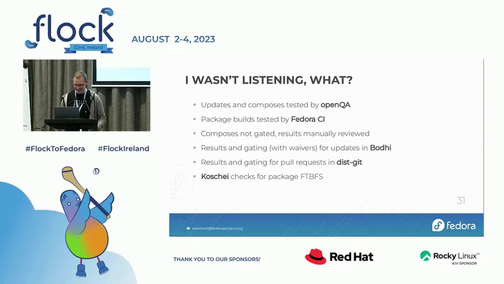This is the entire talk in one slide. OpenQA tests updates and composes. Fedora CI tests package builds. We test composes, and we use those manually. Updates get tested through Bodhi, and we do gate those. And that's the whole thing.